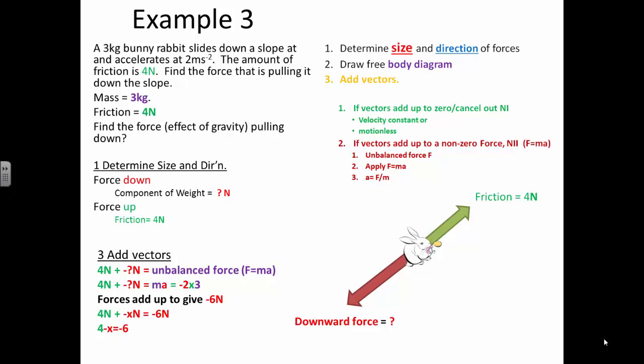Well, it's 4 minus this force is equal to negative 6. This gives a downwards force of 10 newtons, which is basically an unbalanced force of 6 newtons down the slope, which provides that acceleration.